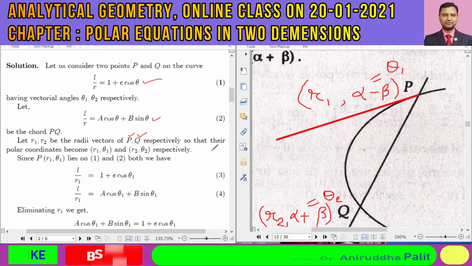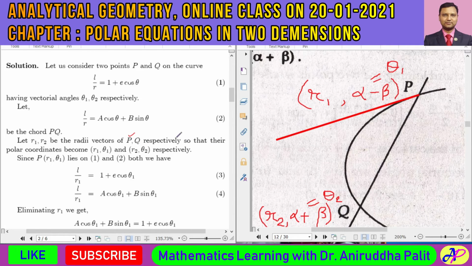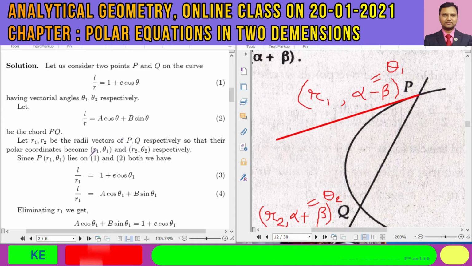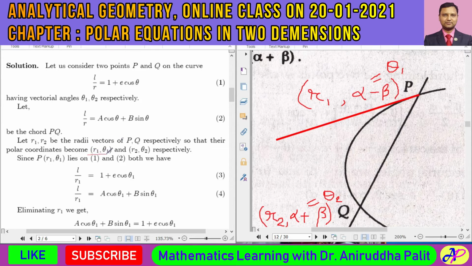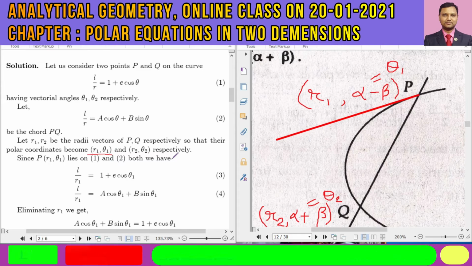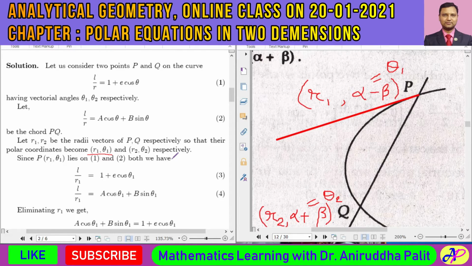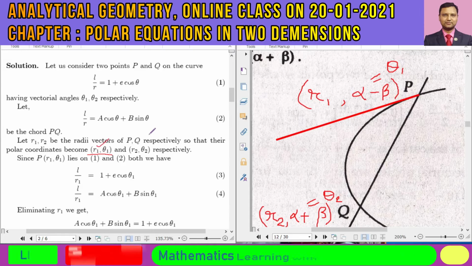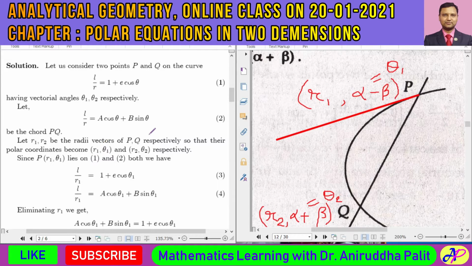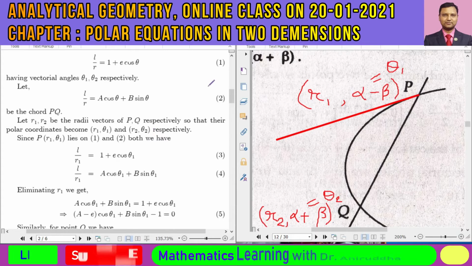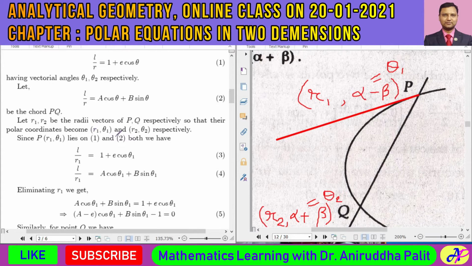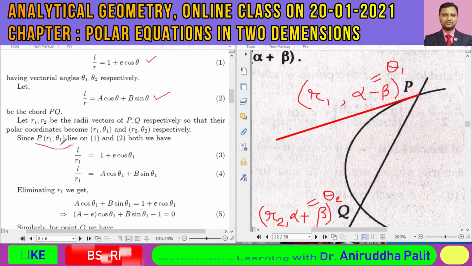Okay. So let's first concentrate on the point P only. The polar coordinates of the point P are taken as r1, theta 1. So you see these two coordinates r1 and theta 1, this point P must satisfy both of these two equations, equation number 1 and equation number 2, and therefore in place of r we put r1, and in place of theta we put theta 1 in both of these two equations.